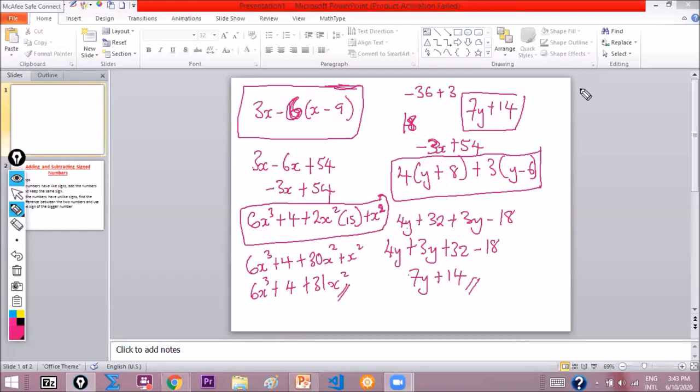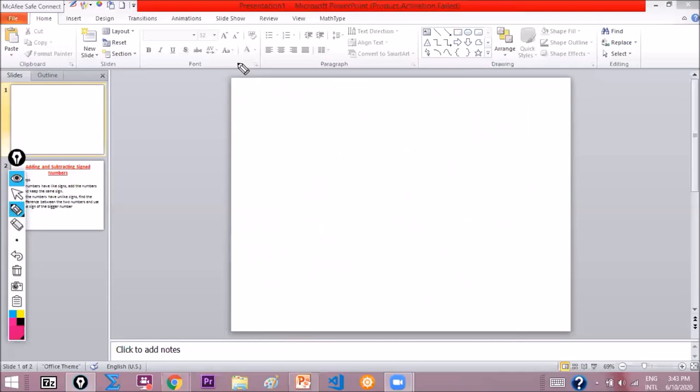I want you to do this. Let me clear the screen. So try this: 5y squared plus 4 minus 3y squared plus 5 plus y. Are you with me? Yeah, I'm with you.